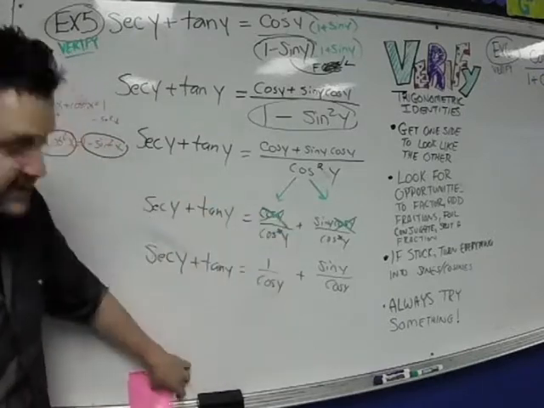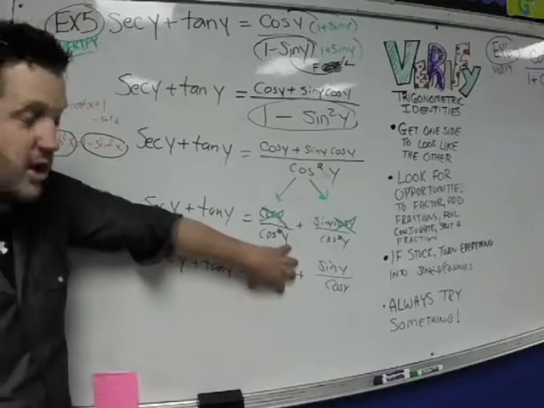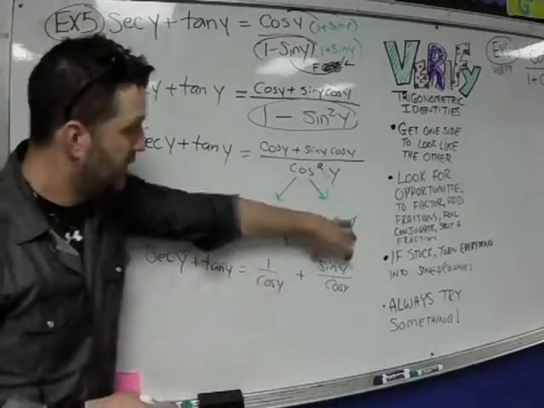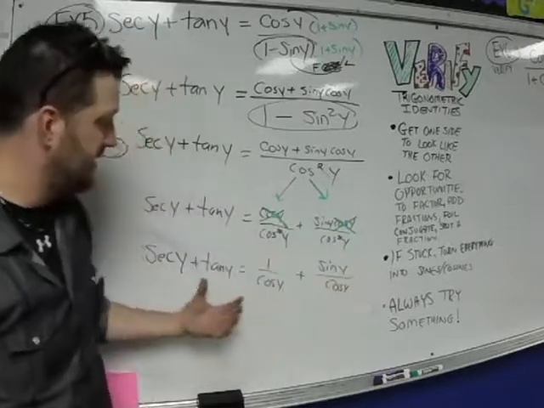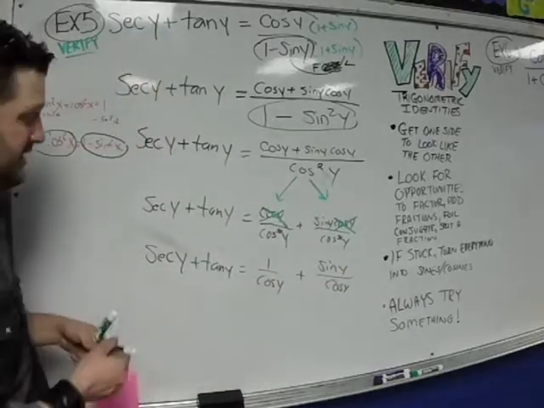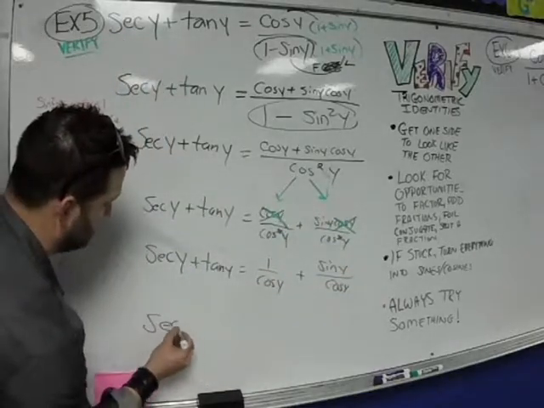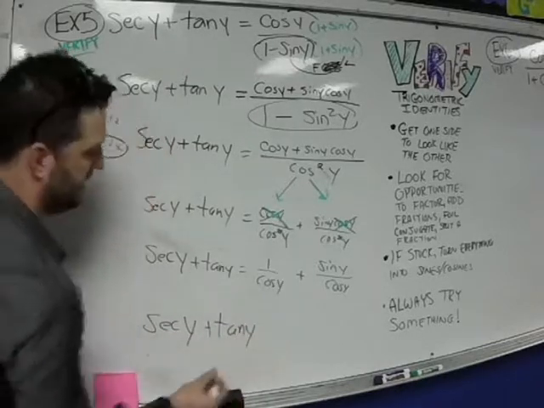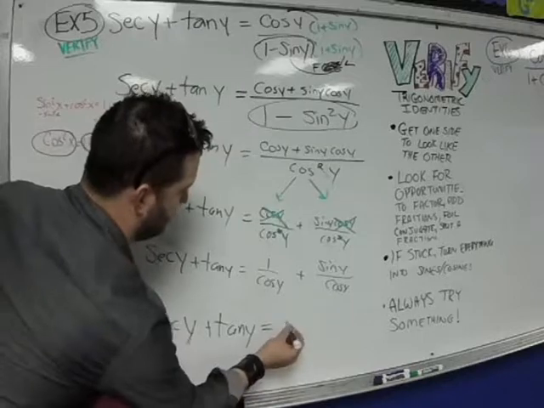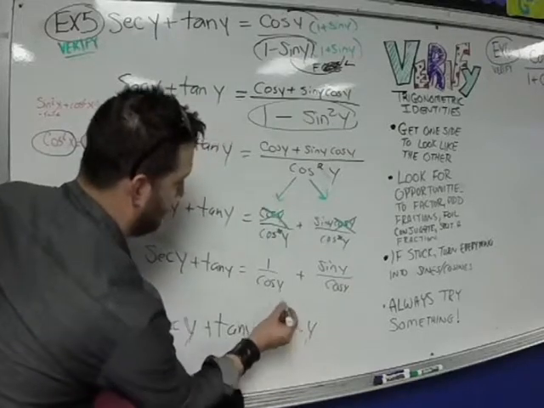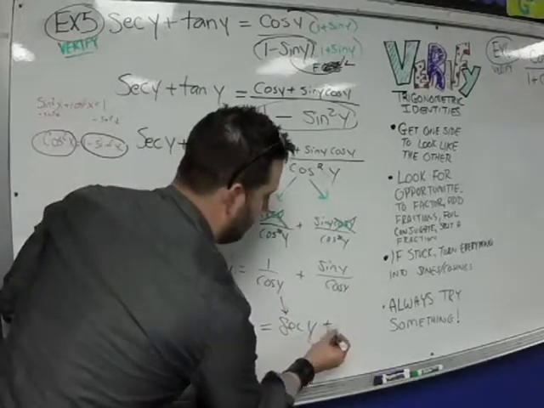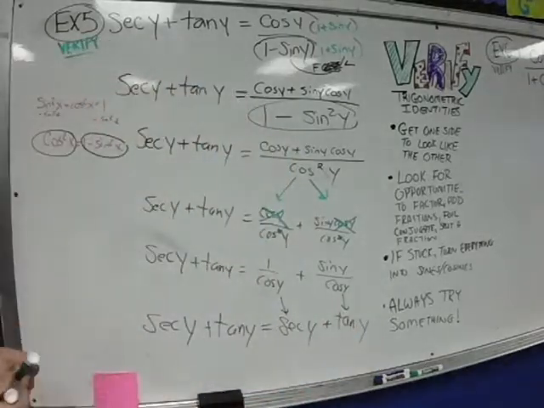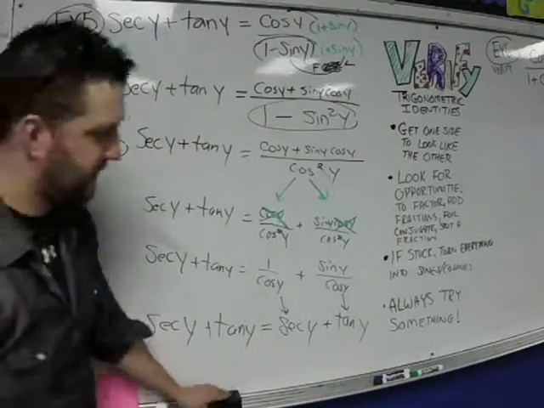I can turn this piece, using my identities, 1 over cosine y is going to turn into secant y, right here. Sine over cosine is going to turn into tangent y. And then I'm going to pretty much be done. So this is secant y plus tangent y equals secant y, that turned into secant y, plus tangent y, that turned into tangent y. Now, that's pretty much it.